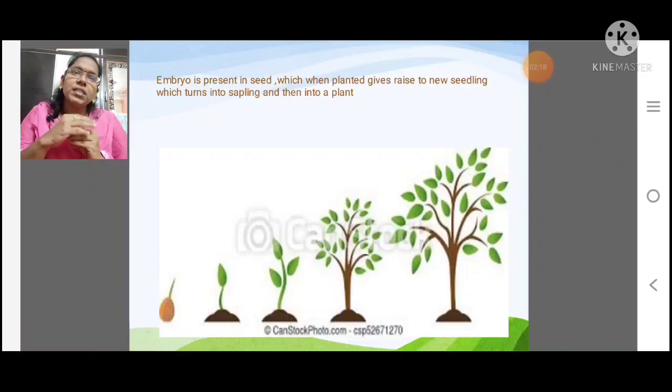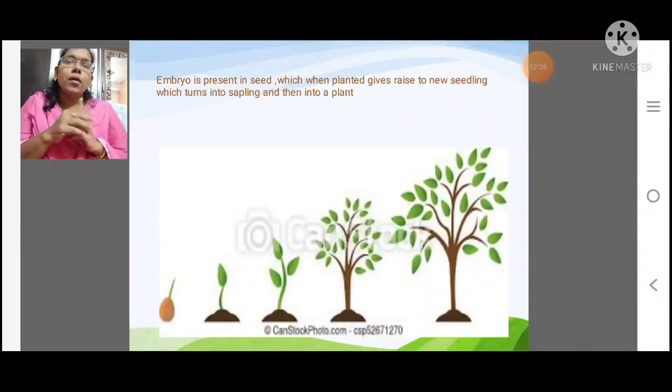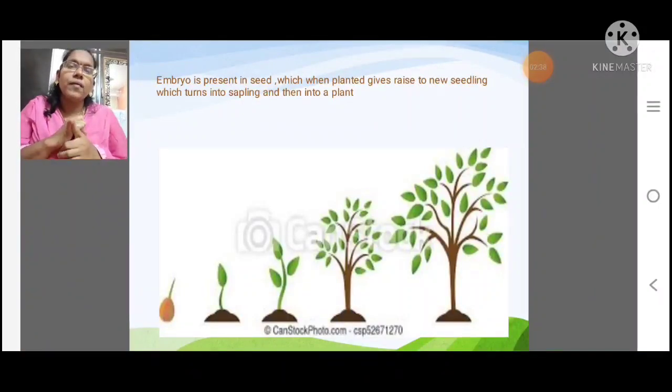Embryo is present in seed, which when planted gives rise to a new seedling, which turns into a sapling and then into a plant. Children, now write an assignment. Draw the parts of a flower. And what are unisexual flowers? What are bisexual flowers? Thank you.